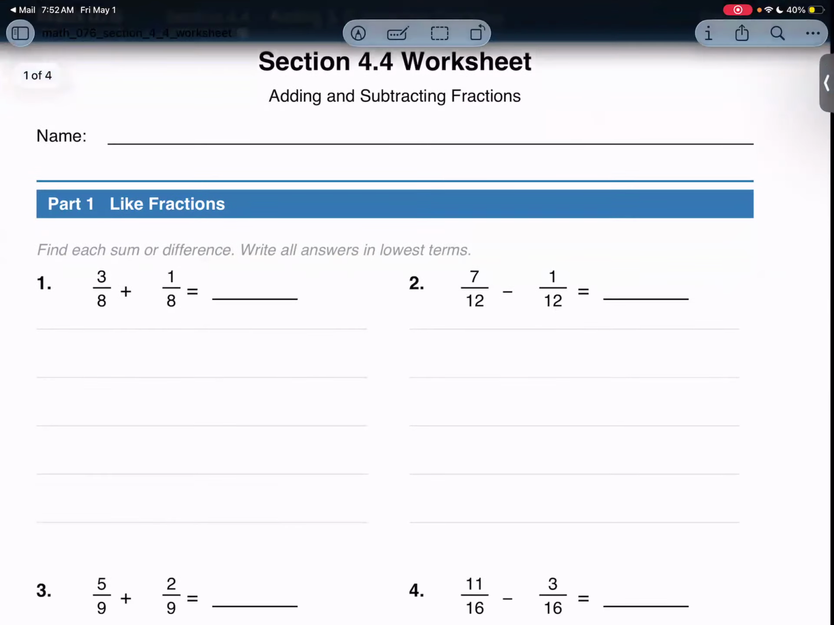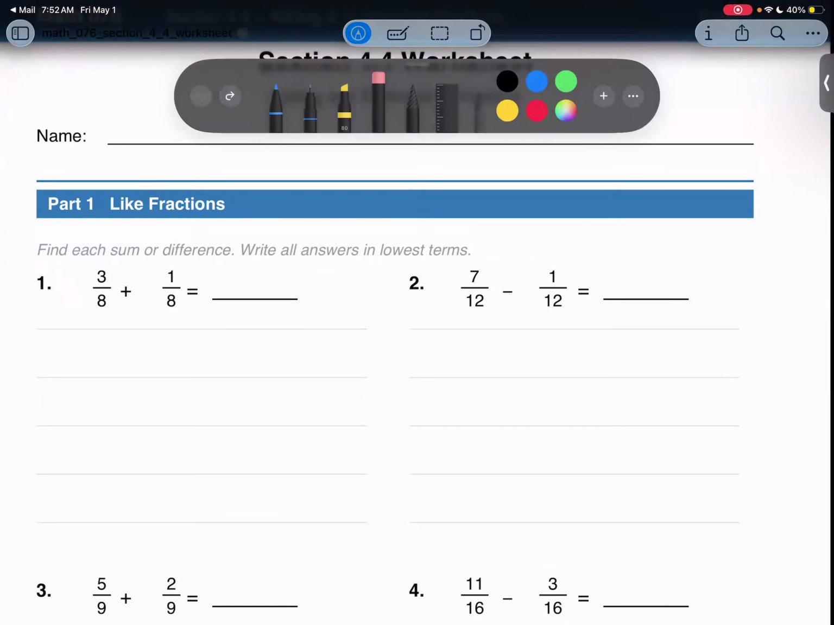First thing we're going to do is start with adding fractions where they have the same denominator. So when two fractions have the same denominator, we keep the denominator the same, and we add the numerator. And I'm going to draw a picture for this one.